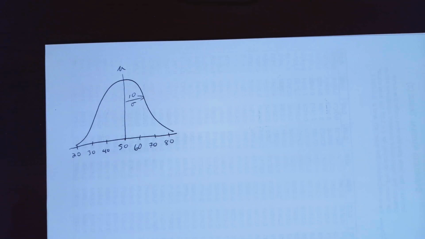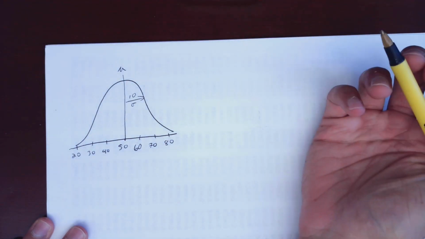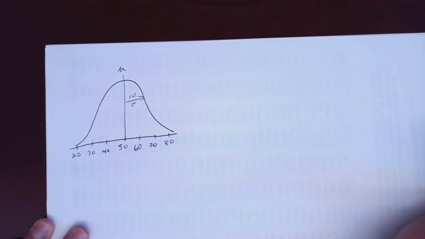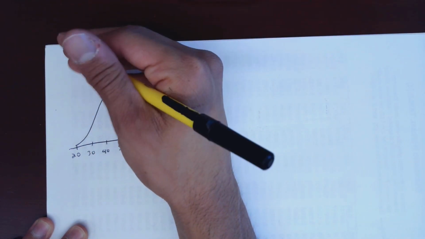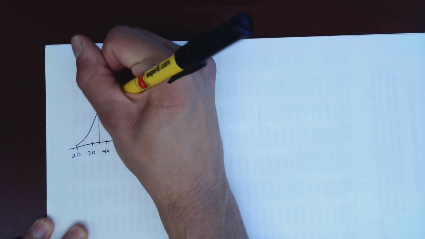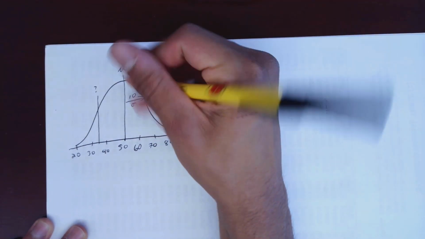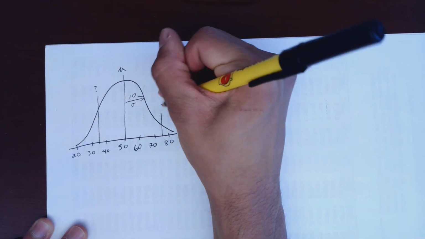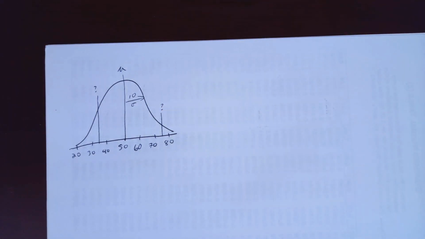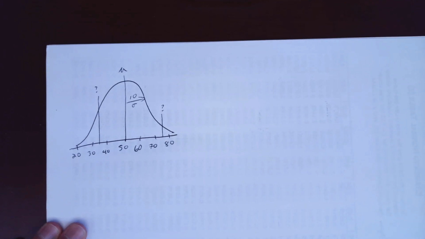So let's say I wanted to know something about the probability of sentence length landing between 35 months and 75 months. These are pretty arbitrary numbers. You could do this with anything, but I'm going to use them for this example as we go through and take a look at how to do this.